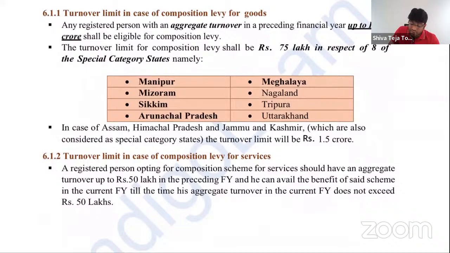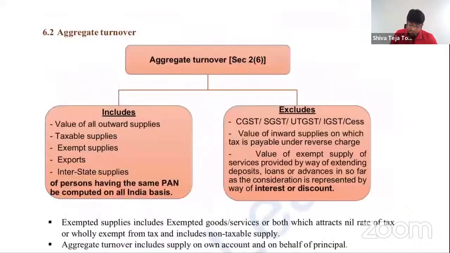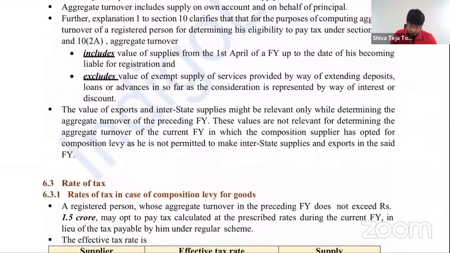So as I was telling you, my dear friends, 75 lakhs applies to Manipur, Mizoram, Sikkim, Arunachal Pradesh, Meghalaya, Nagaland, Tripura and Uttarakhand. For these states, it is 75 lakhs. But for the rest of the states, it is how much, my dear friends? 1.5 crores. And the 50 lakh story is in case of services.